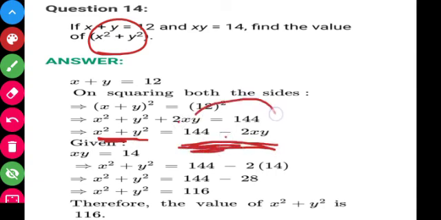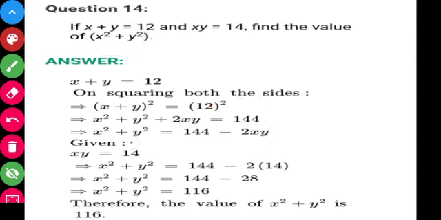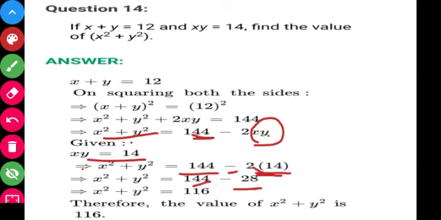When you transfer this 2xy to this side, this will be negative. So 144 minus 2xy. Now you know xy is equal to 14, so put that value in place of xy. Given xy is equal to 14, therefore x square plus y square is equal to 144 minus 2 into 14. Why? Because xy is equal to 14. So 2 into 14 is 28. 144 minus 28 is equal to 116. Understand? So x square plus y square is equal to 116. Done.